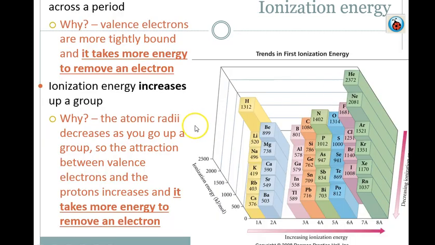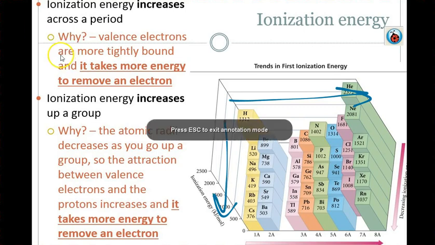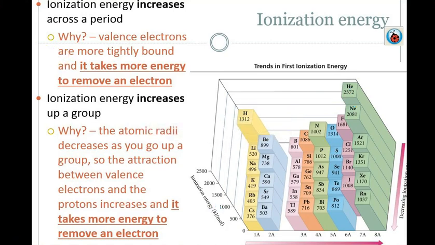Okay, so ionization energy increases across a period. So going left to right, ionization energy increases. Going top to bottom, it decreases. Why? Across it increases because valence electrons are more tightly bound and it takes more energy to remove electrons. It takes more energy to remove electrons.